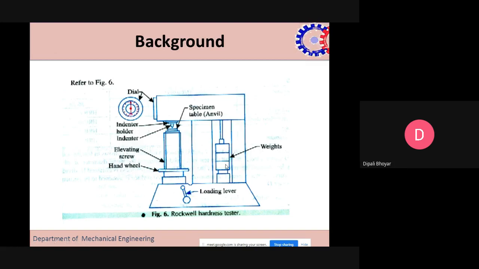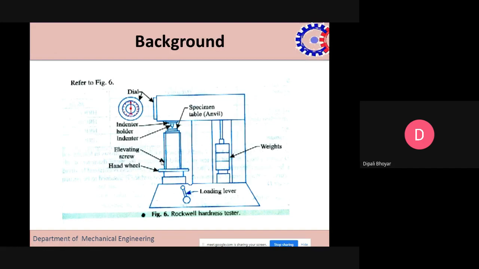And these are the weights. Generally, we can apply two types of weight here: the major load and the minor load. The minor load used in this system is 10 kgf, and the major loads used in a Rockwell hardness test are 60 kgf, 100 kgf, and 150 kgf. This is the dial indicator, which shows the hardness number, and here we use the scales for measuring the hardness in Rockwell hardness testing.